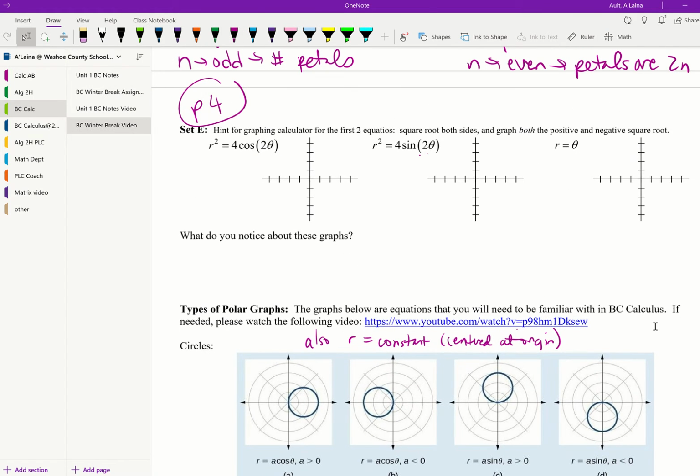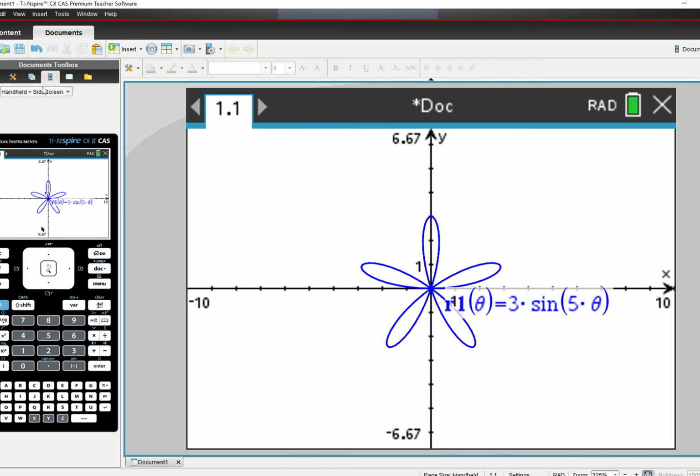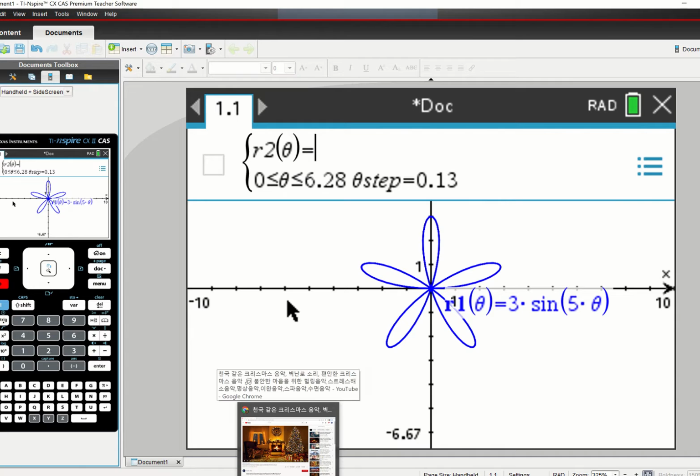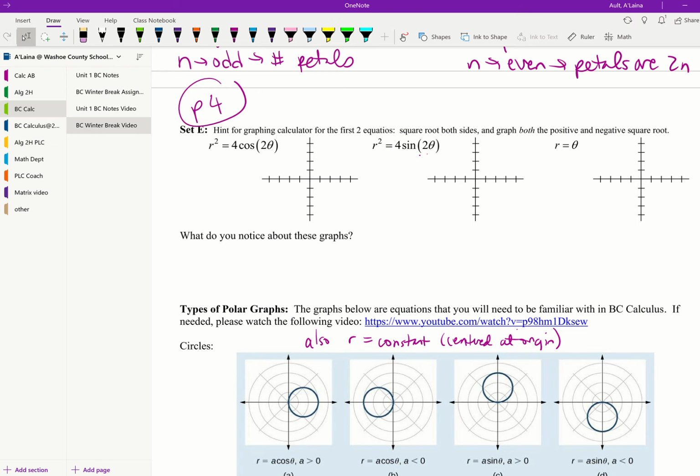You can't enter r squared into the graphing calculator. If you look at the input, notice it's just r. So what we want to do when we are inputting these is square root both sides first and rewrite this. Remember, when you square root both sides, or any even root, write it as a plus or minus. Now the square root of that constant multiplier is easy to do. And then we have the square root of cosine of 2 theta.